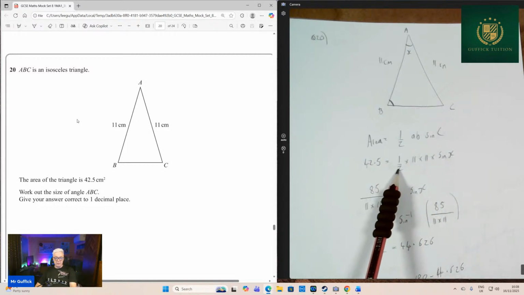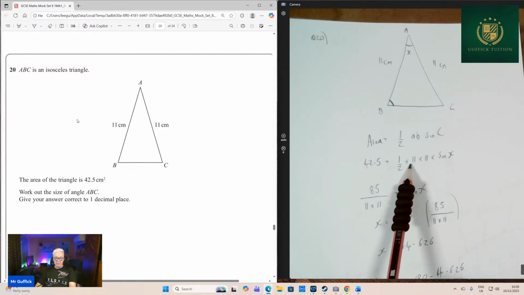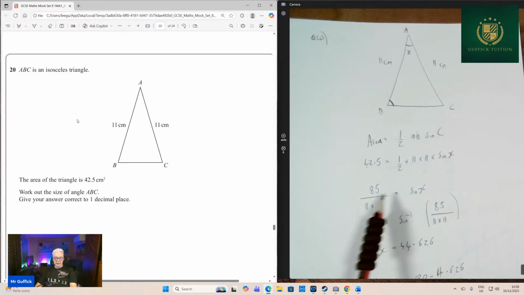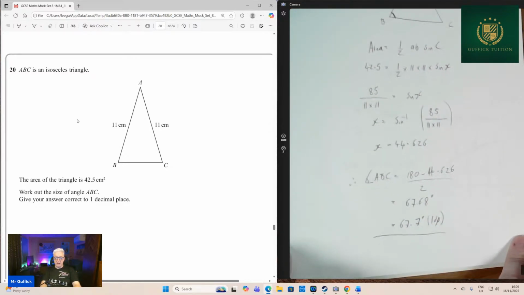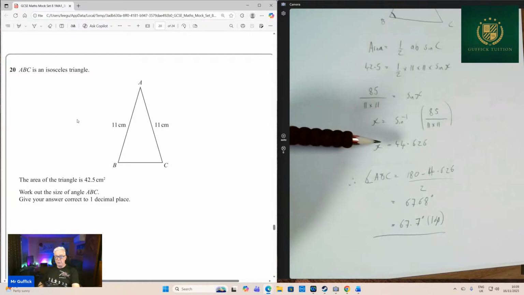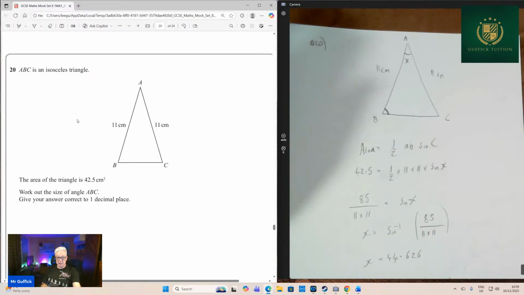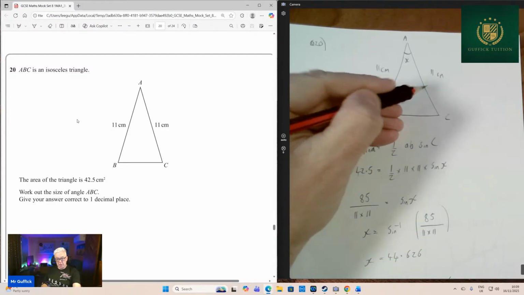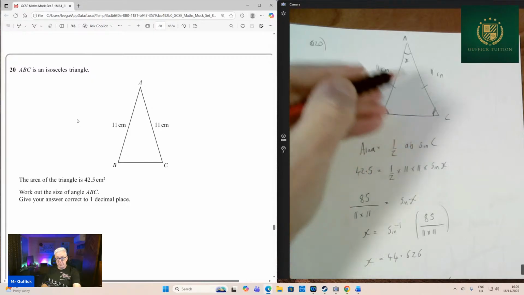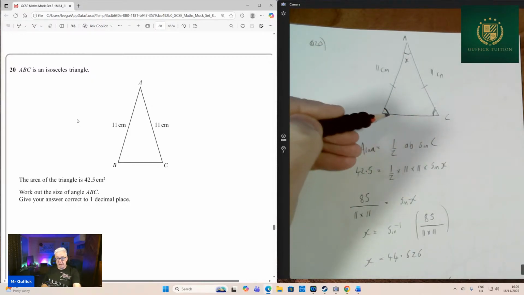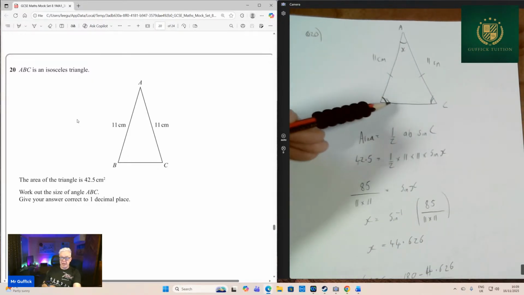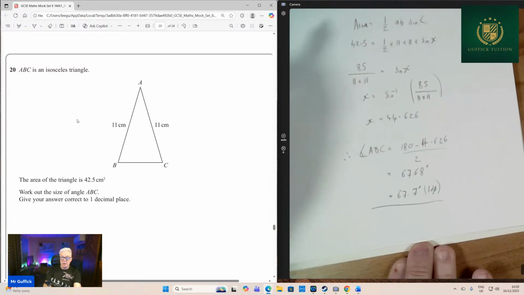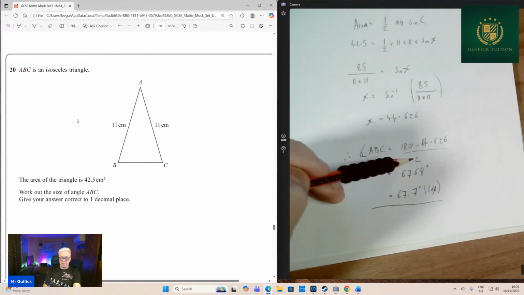So all I've done is times by 2 and divide by 11 times 11. And I get that sine of X is equal to this. So we do inverse sine to get the angle. Okay, so we found that that angle at the top is 44.626. Now, the question's asking us to find this angle down here, angle ABC. Notice that our triangle is isosceles because we've got that AB and AC are both the same. So in order to find out this angle down here, what I need to do now is 180, take away the angle at the top, divide it by 2.